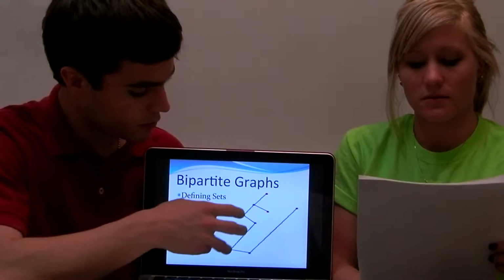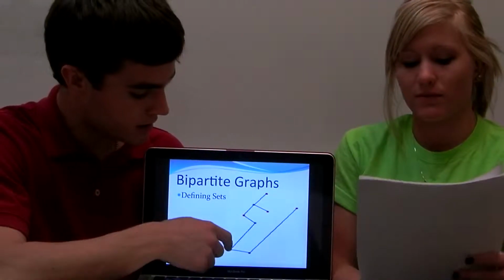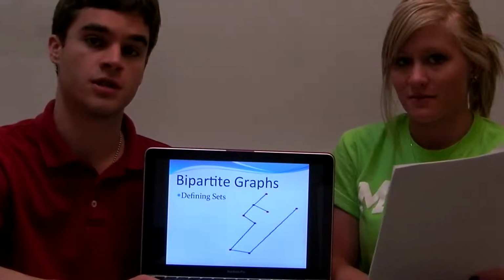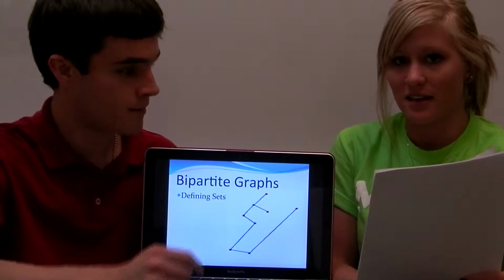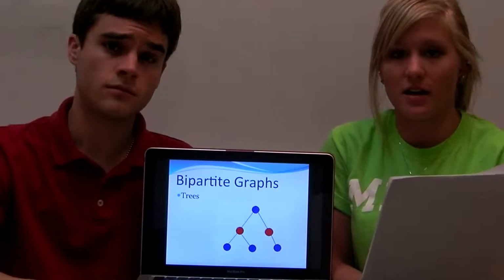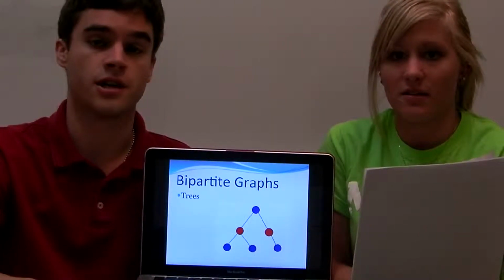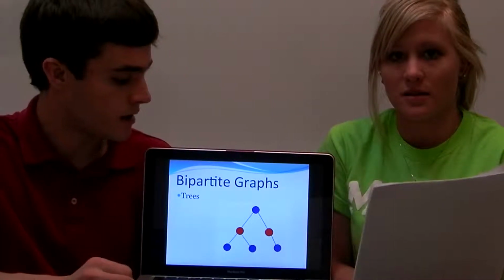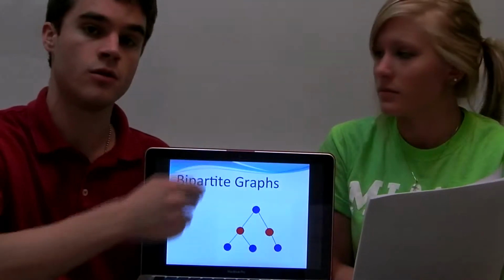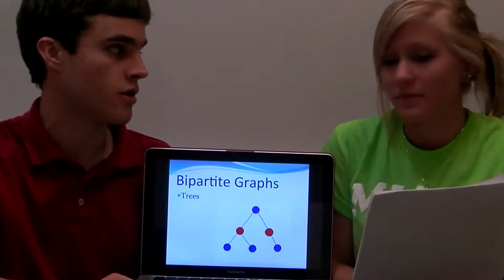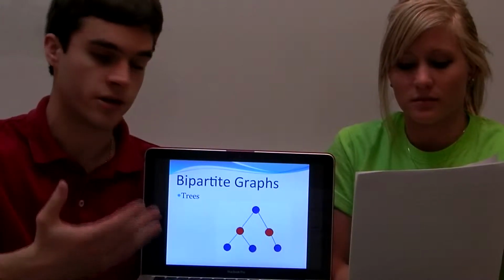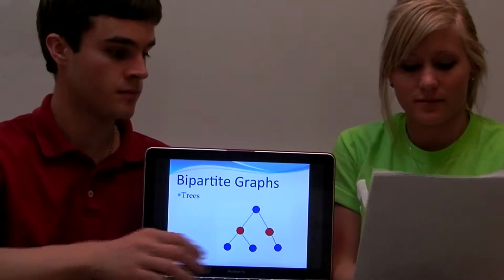The rest of them would be defined in the same way. These three red ones are all distance 2 away from the first point, and so on. Any sort of tree is always bipartite. It's very plain that if you have a tree, the first row will be of the first set, the second row will be of the second set, and the third row will be of the first set again, and it will alternate as you go down the tree.